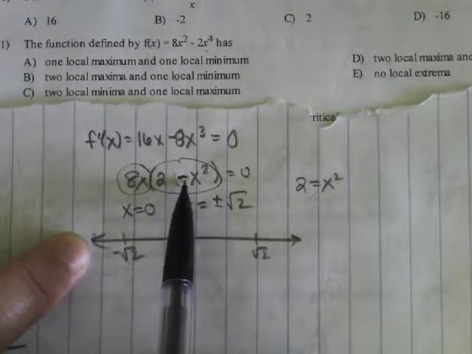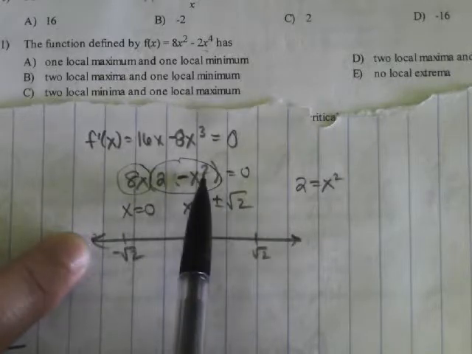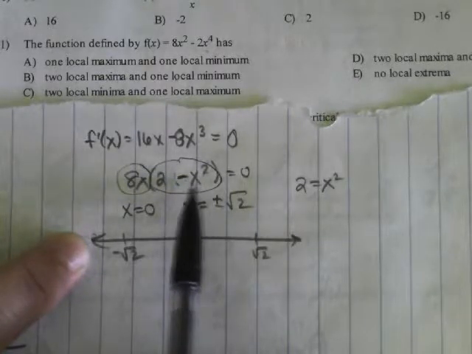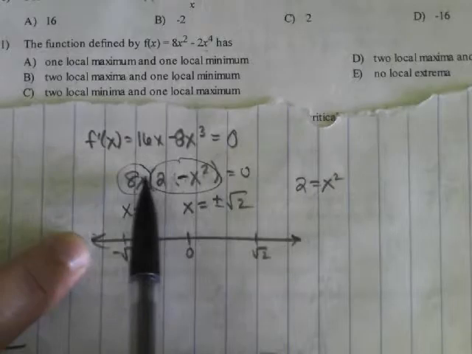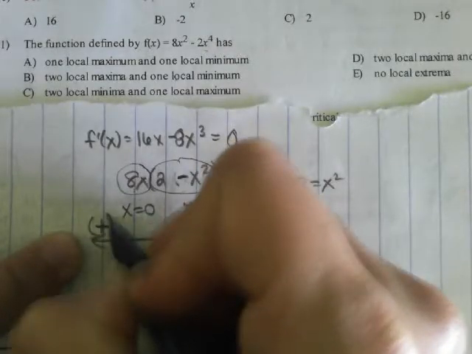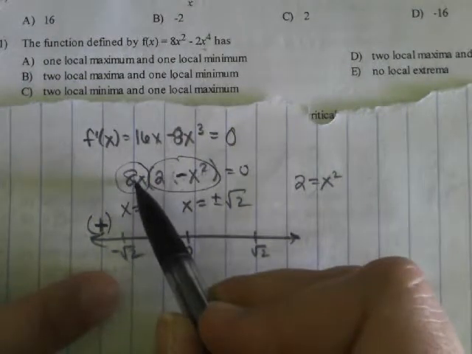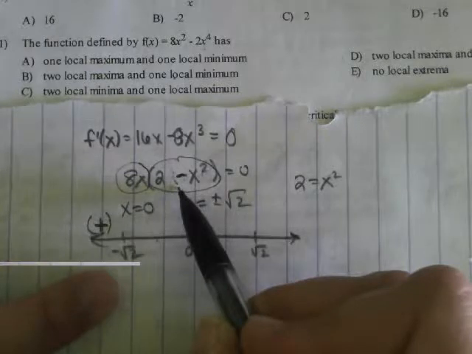So we start out increasing. And then if I plug in negative 1, I'm going to get a negative times a positive, which is a negative. If I plug in positive 1, I'm going to get a positive times a positive. Positive times a positive is a positive.